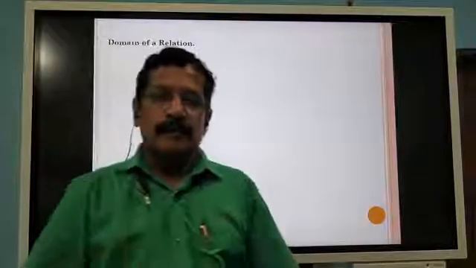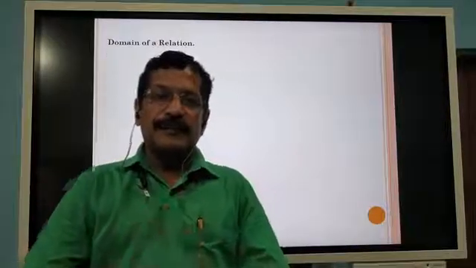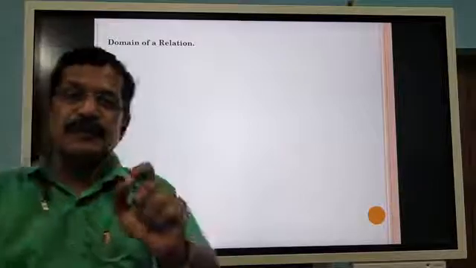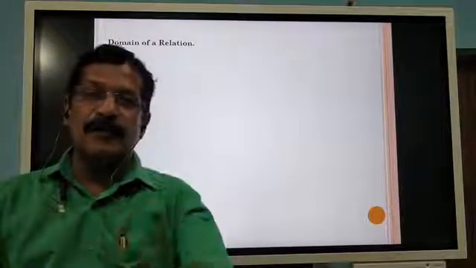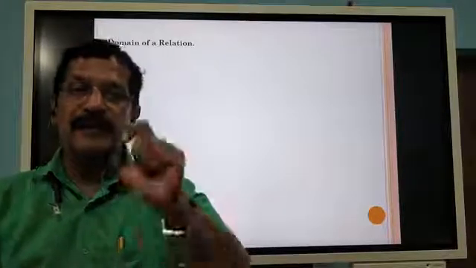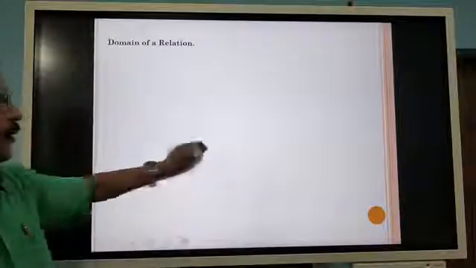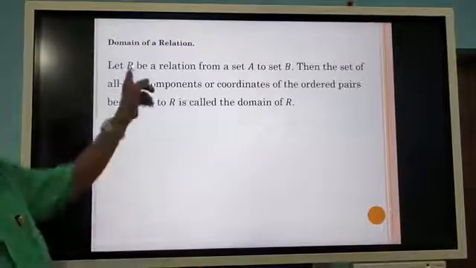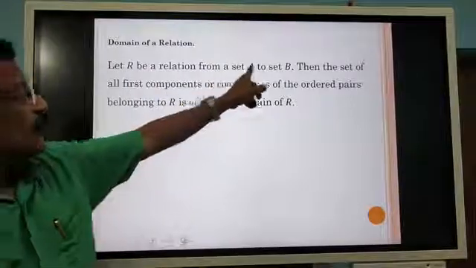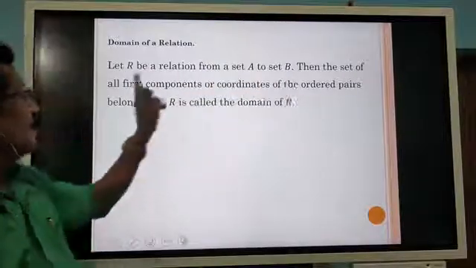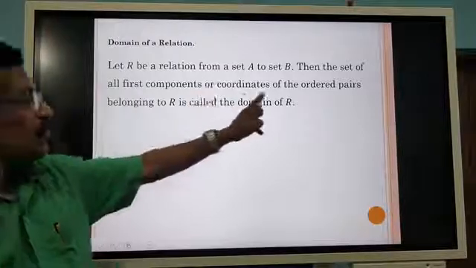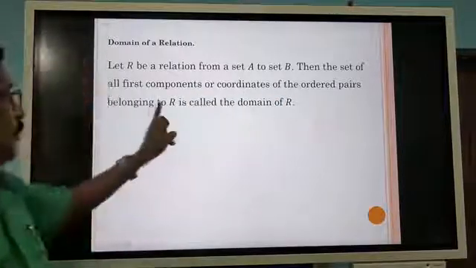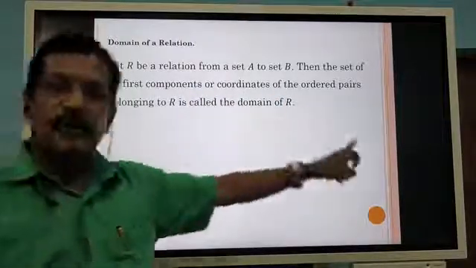Domain of a relation. The domain of a relation is the set of all first components of the ordered pairs in the relation R. That is, let R be a relation from set A to set B. Then the set of all first components or coordinates of ordered pairs belonging to R is called the domain of R.